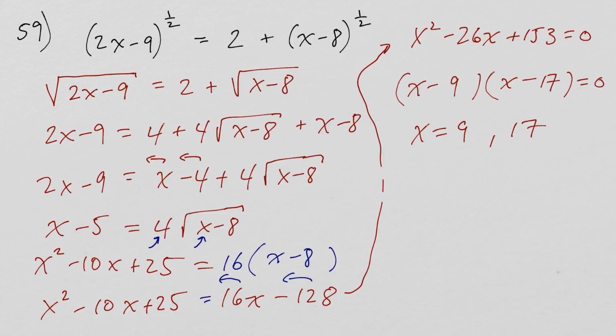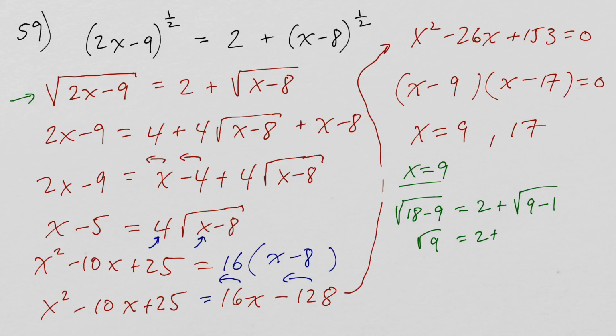So I'm going to check x equals 9, and I'm going to plug it in right here. So the square root of 18 minus 9, is this equal to 2 plus the square root of 9 minus 8? Well, this is the square root of 9 equals 2 plus the square root of, I put 1 here, but this is an 8. So this is the square root of 1. So is 3 equal to 2 plus 1? That's true. So x is equal to 9.